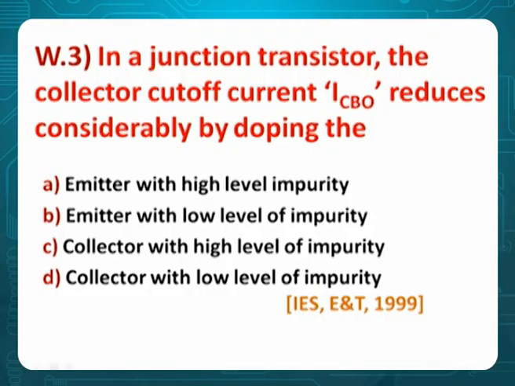Problem 3. In a junction transistor, the collector cutoff current ICBO reduces considerably by doping the emitter with high level impurity, emitter with low level impurity, collector with high level impurity, or collector with low level impurity. This is the question. In a junction transistor, the collector cutoff current ICBO reduces by doping what?